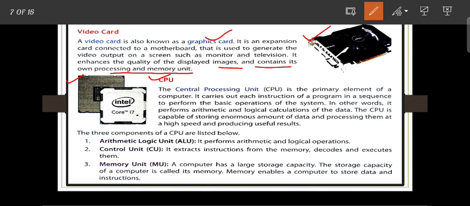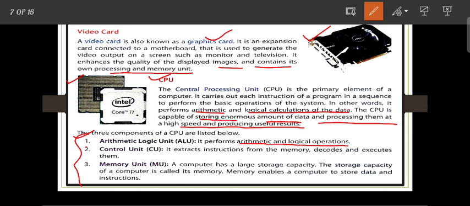The CPU performs arithmetical and logical calculation of the data, and the CPU is capable of storing an enormous amount of data and processing them at a high speed, producing useful results. Next is the arithmetical logical unit. I have already told that the arithmetical logical unit performs arithmetic and logical operations. There are three parts of the CPU.